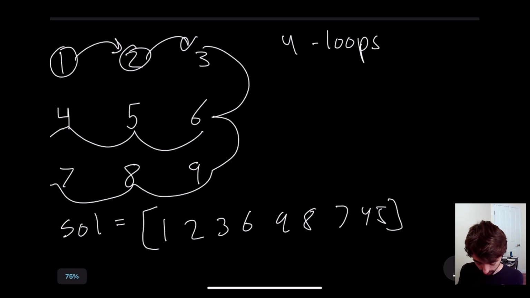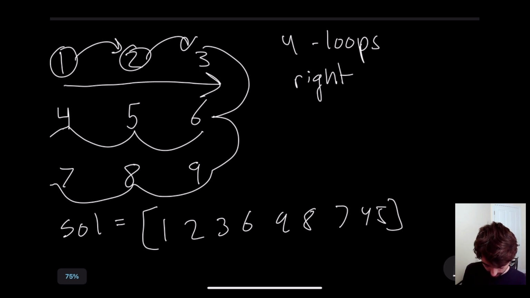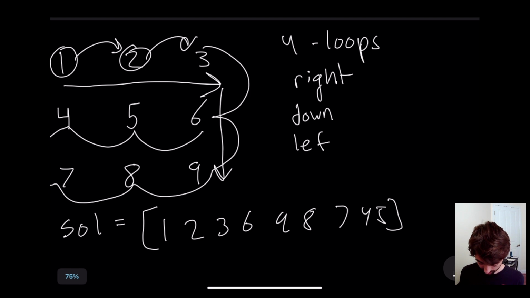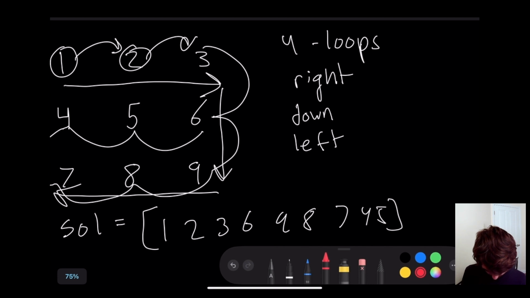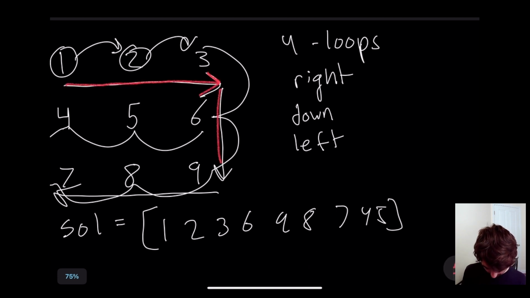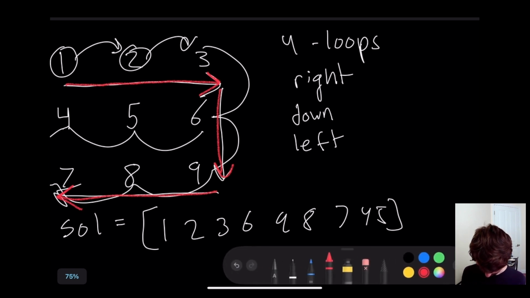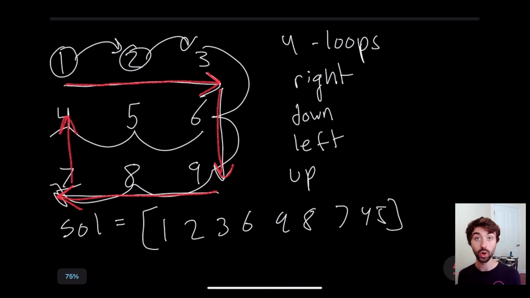But I'm thinking what we're going to do is first we're going to go to the right as far as we can. Then we're going to go down as far as we can. Then we'll go left as far as we can. I should have drawn this in a different color. So we'll go right as far as we can, down as far as we can, left as far as we can, and then we will go up as far as we can. And once we do that, that's one cycle of the spiraling, so basically one spiral.